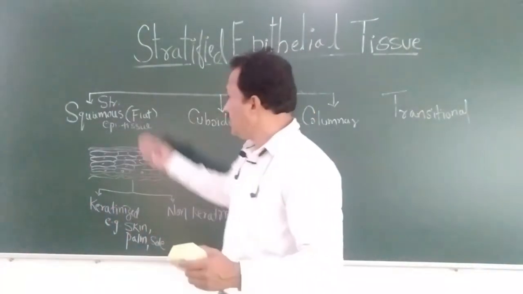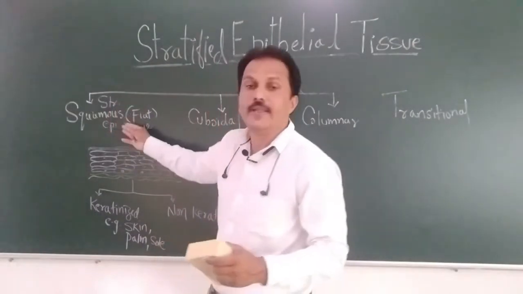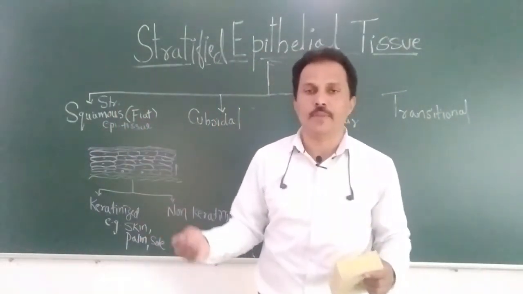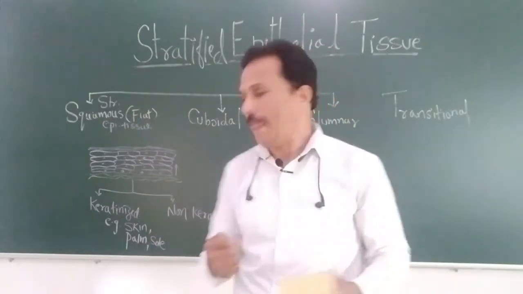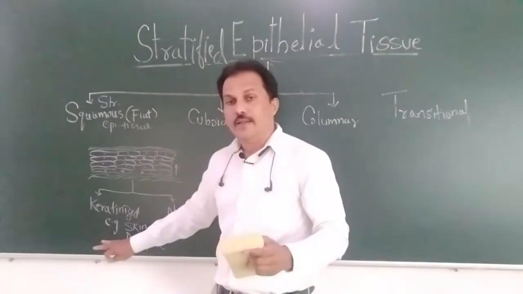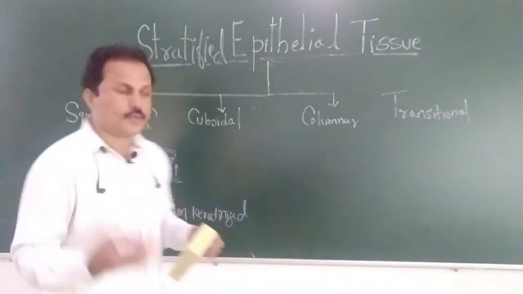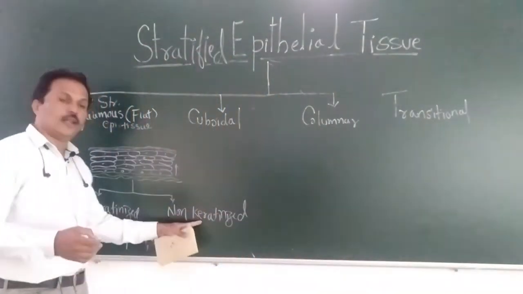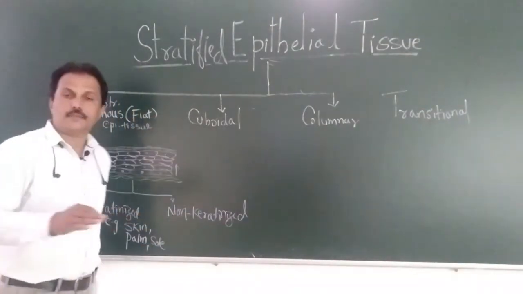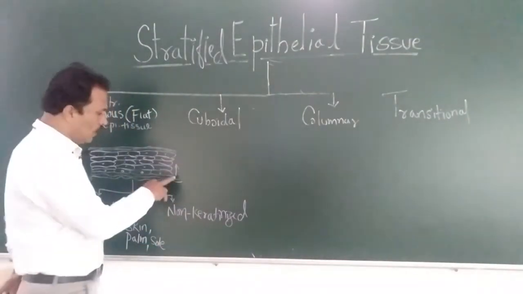In such places you will find stratified squamous epithelial tissue, where the friction is more as compared to the other parts of the body. After that, this is the keratinized type we are talking about. There is non-keratinized stratified squamous epithelial tissue also. Here you will find more than one layer, that is one thing, more than one layer of tissue.